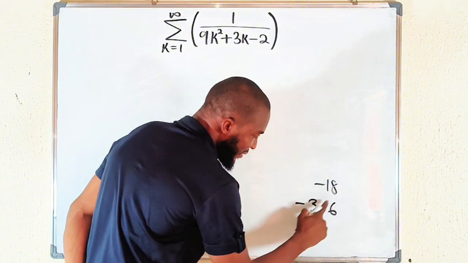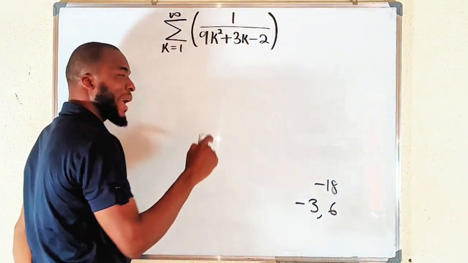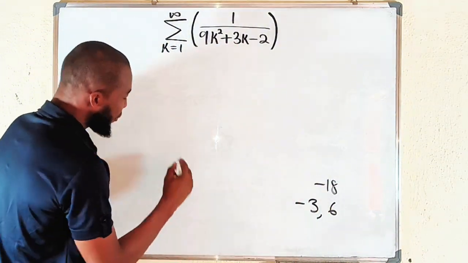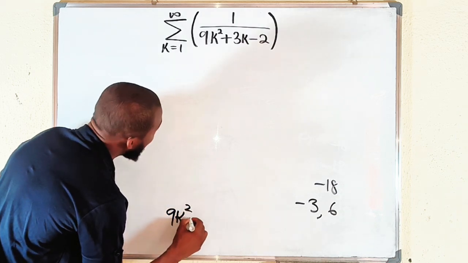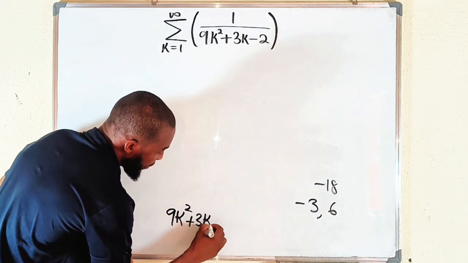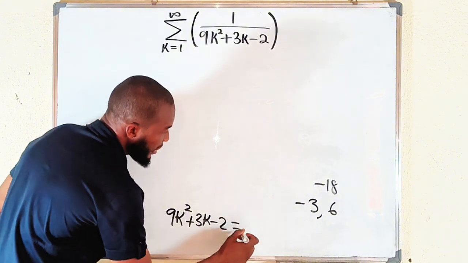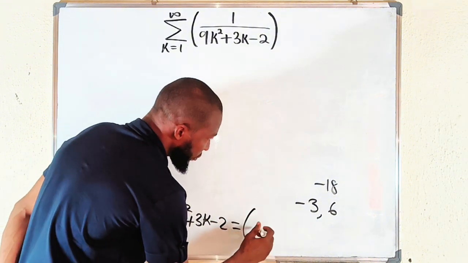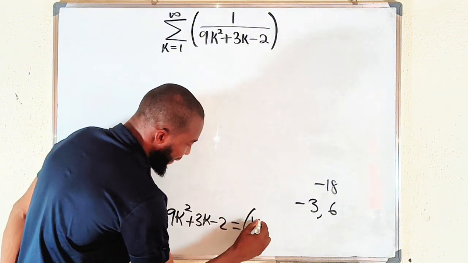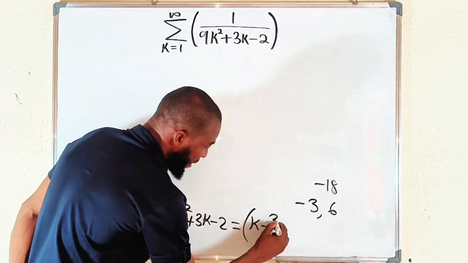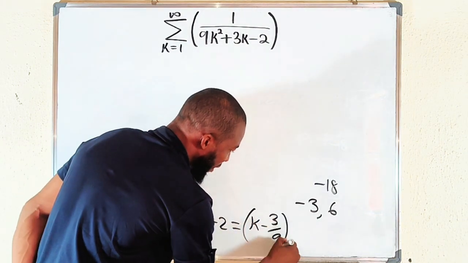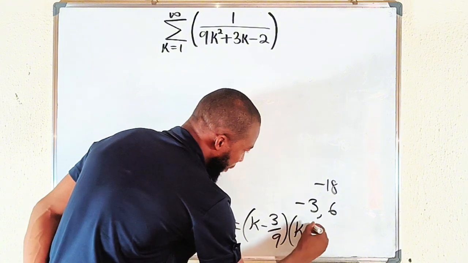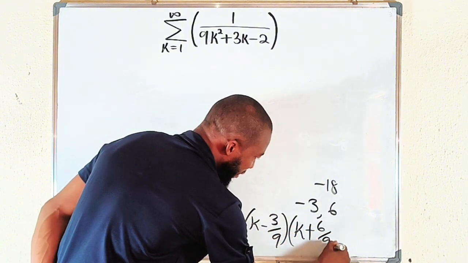This times this is this. This plus this will give you this back. So it means that the quadratic 9k squared plus 3k minus 2 can be factorized as what? k minus 3, but remember we have a leading coefficient, so divide by that. k plus 6, also divide by the leading coefficient.